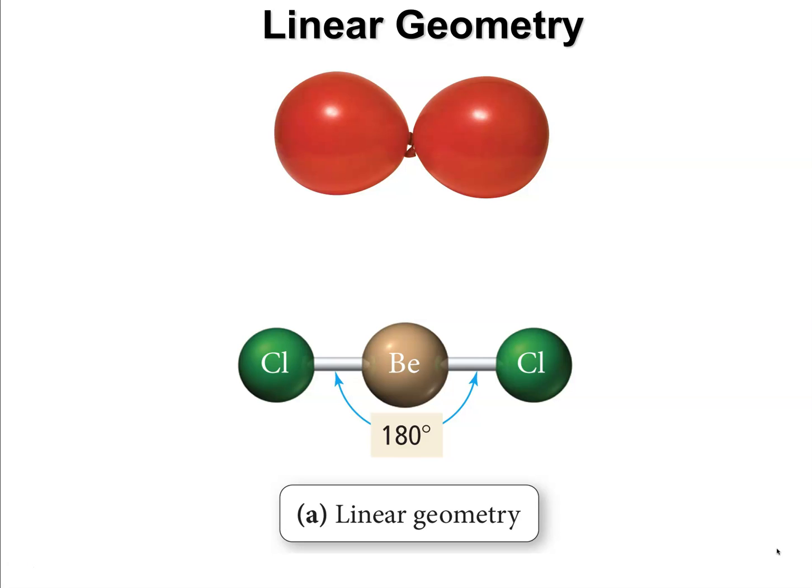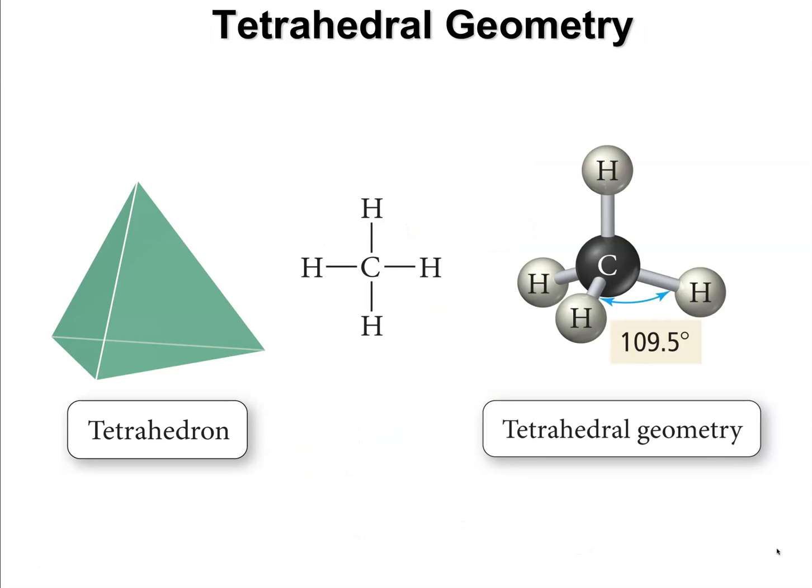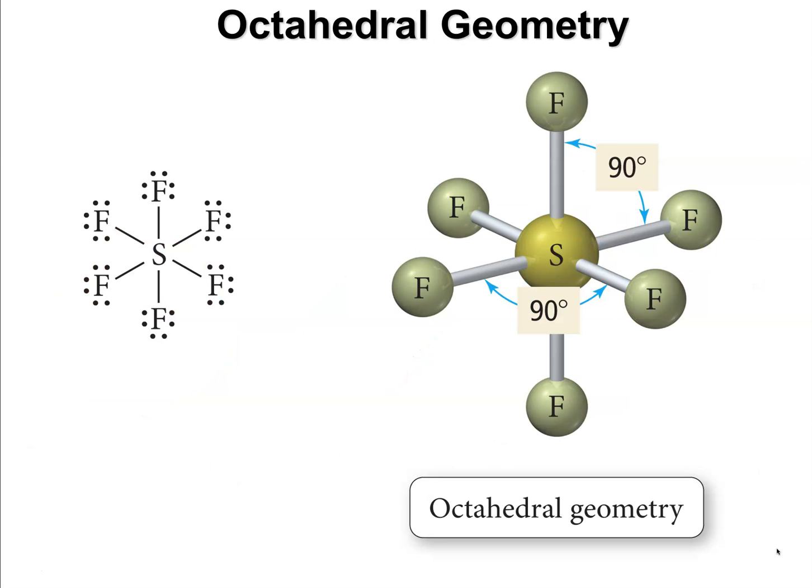So, quick review of our shapes. Linear geometry, again, this is assuming no lone pairs. Then trigonal planar, 120 degree bond angle. Tetrahedral, 109.5 bond angle. Trigonal bipyramidal, both 120 and 90 degree bond angles. And lastly, octahedral, a 90 degree bond angle everywhere. Again, these shapes and angles correspond to both the electronic and molecular geometry, with the assumption there are no lone pairs on the central atom.